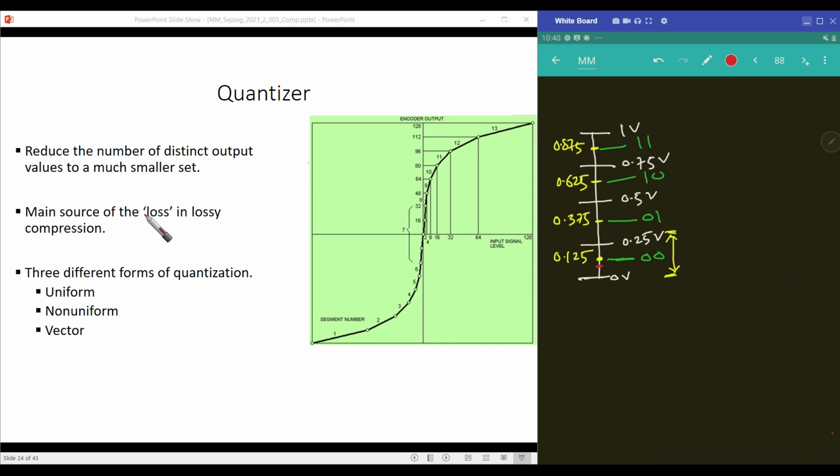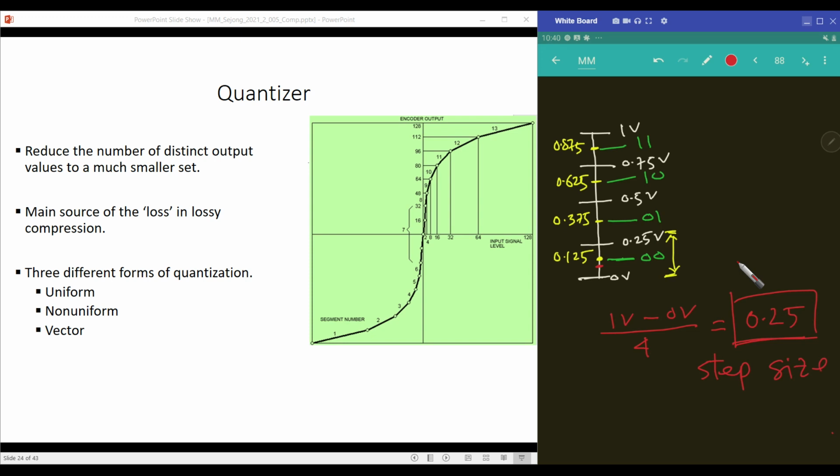So now think that the maximum voltage is, let's say, 1 volt, and the minimum voltage is 0 volt, and in this particular example we assign 4 different levels. So what is the step size? That means from one step to another step, what is the difference between the two? That becomes 0.25 volt, right? So from each step to the next we have 0.25. This is called the step size.